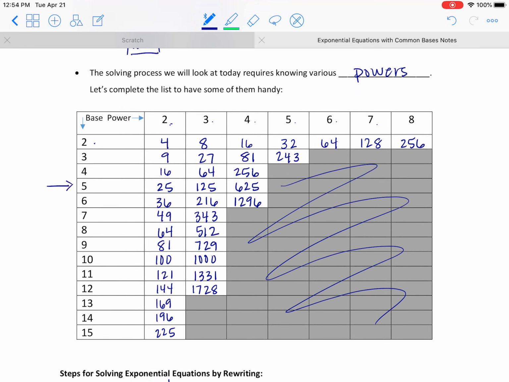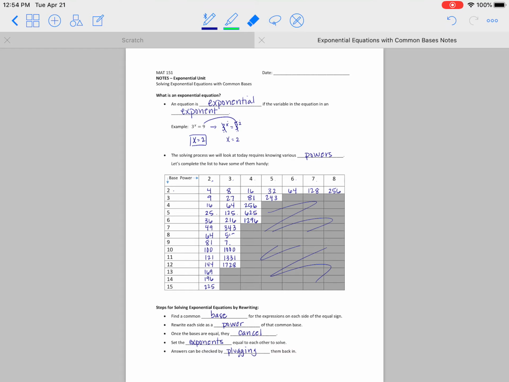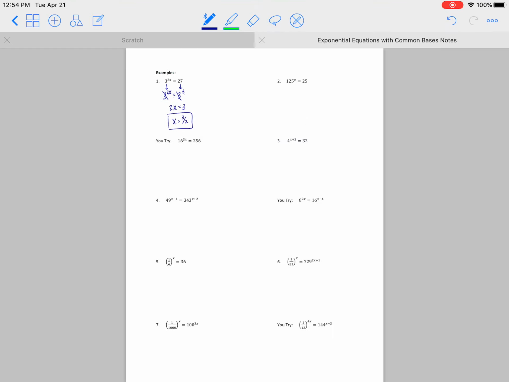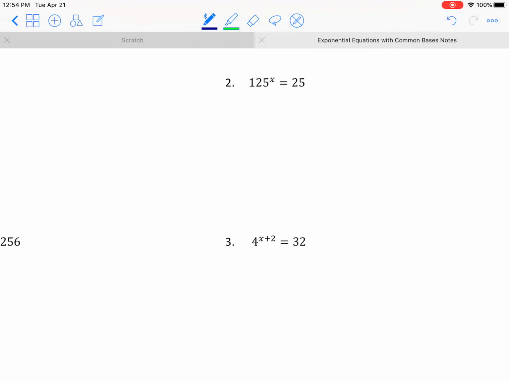So 125 and 25. Again, I'm hoping that we're recognizing. If not, we go to our other page and we look for 25 and 125. Well, 25 and 125 both happen in this row, which means we can rewrite the 25 and 125 as powers of 5. 25 becomes 5 to the second power, 125 becomes 5 to the third power.